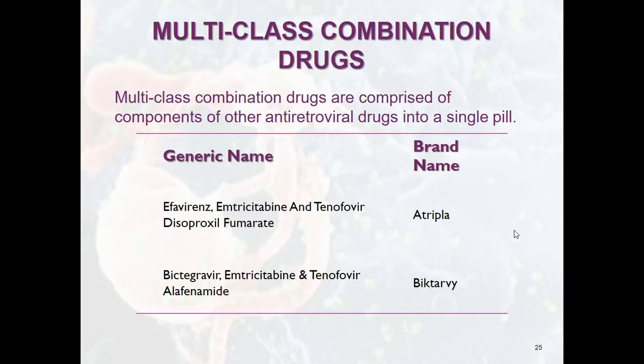There are some other antiviral drugs on the market, which happen to be a multi class combination of drugs. They are comprised of components of other antiretroviral drugs in one single pill to make it easier for the patients to take. Historically, to suppress the viral load in patients who tested positive for HIV, the drug regimen had been multiple drugs that attack the virus at various points.